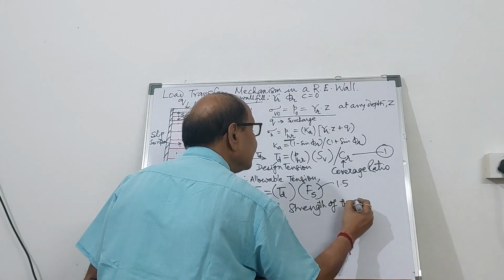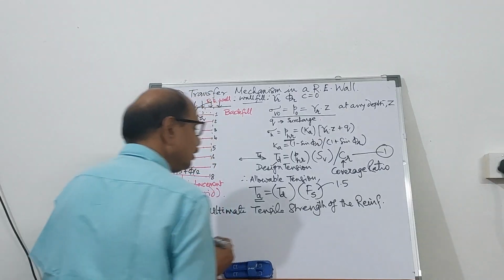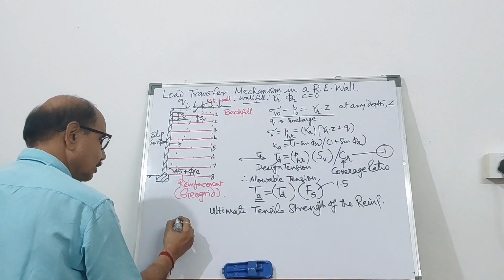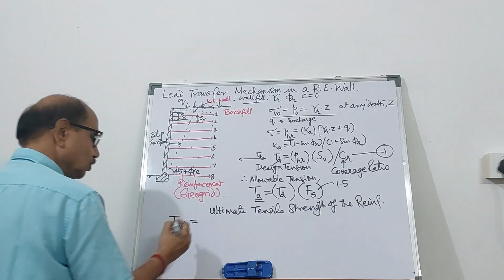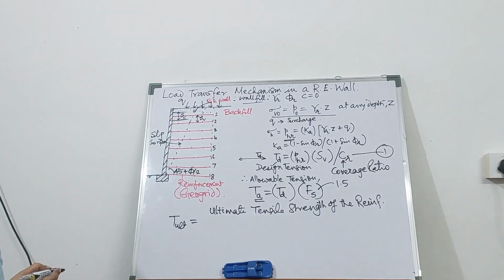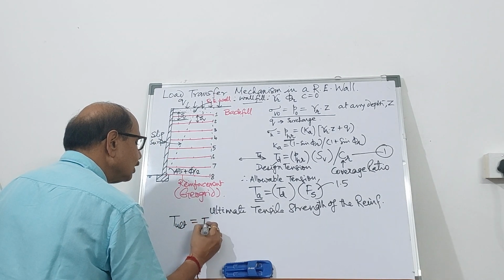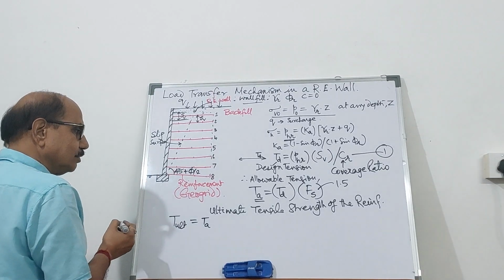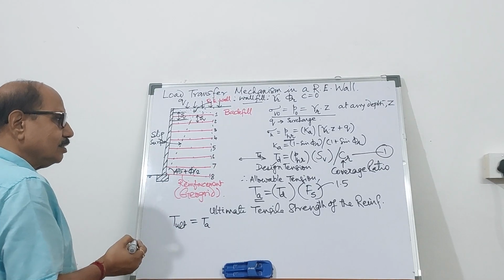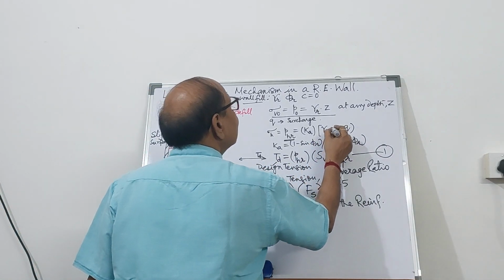Of the reinforcing material. That is called T ultimate. What should be the ultimate tensile strength of the reinforcing material? Because now you already know the allowable tension in the reinforcement at any depth Z, because PHR is a function of Z.